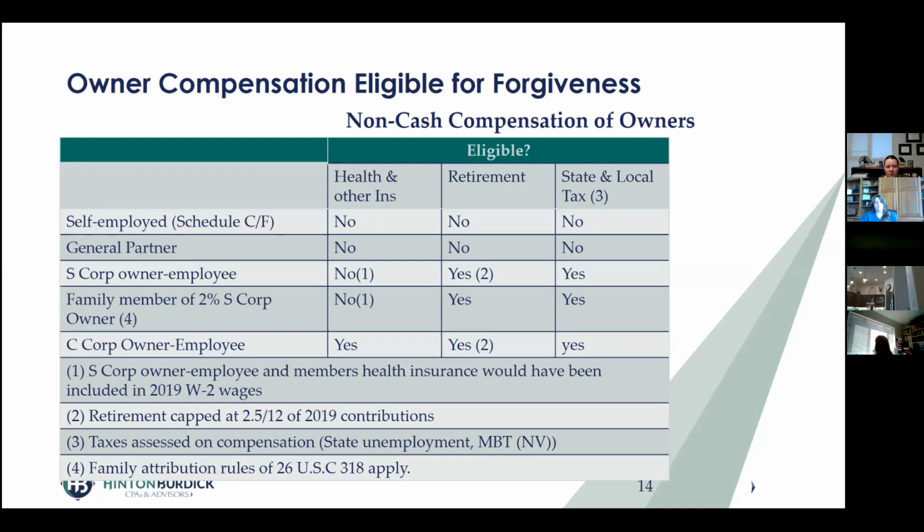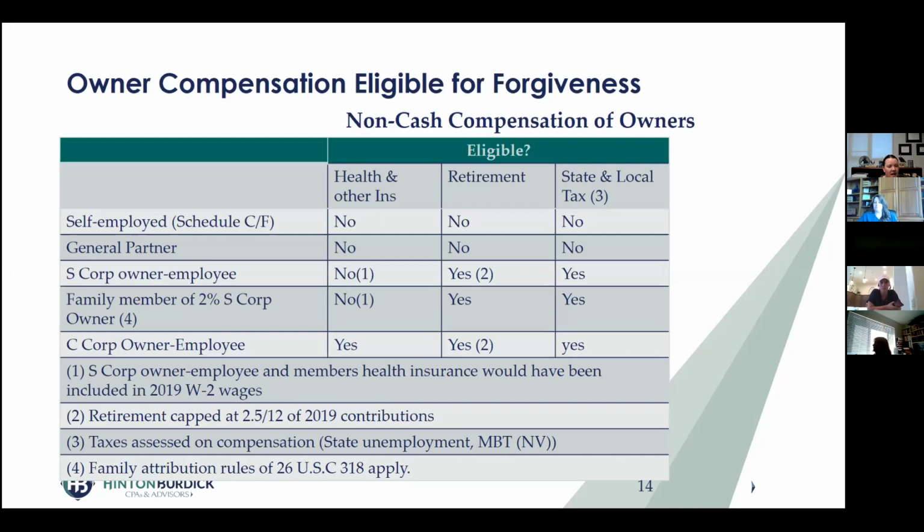If you're a general partnership, those PPP loans were calculated on your self-employment income. So all these additional deductions don't qualify you either. But typically in a general partnership, you're not getting a retirement payment or those types of things.